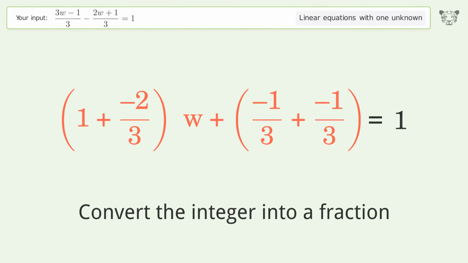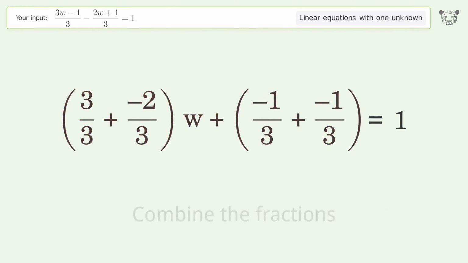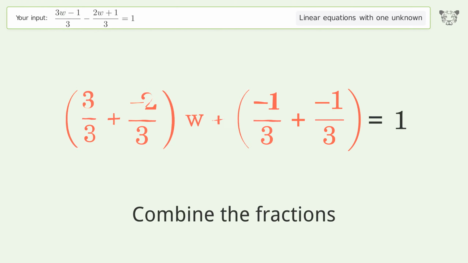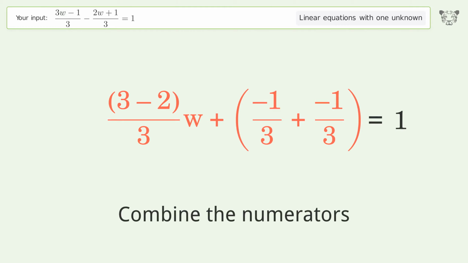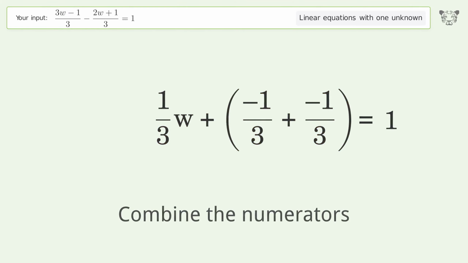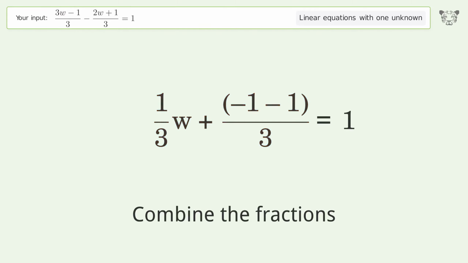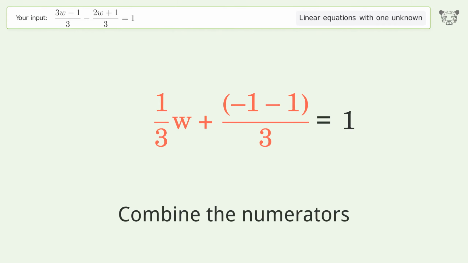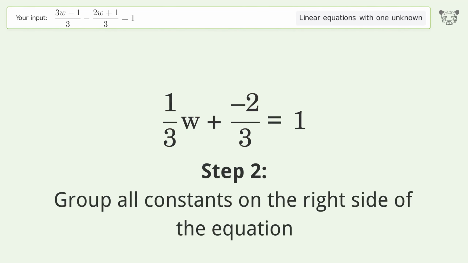Convert the integer into a fraction. Combine the fractions. Combine the numerators. Combine the fractions. Combine the numerators. Group all constants on the right side of the equation.